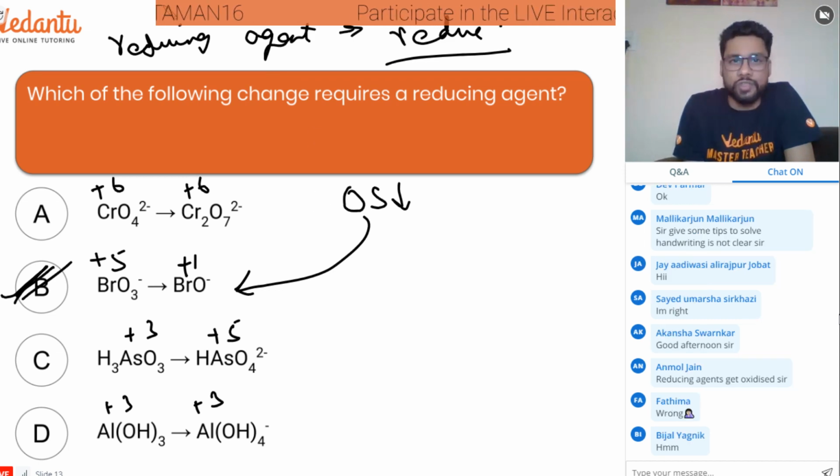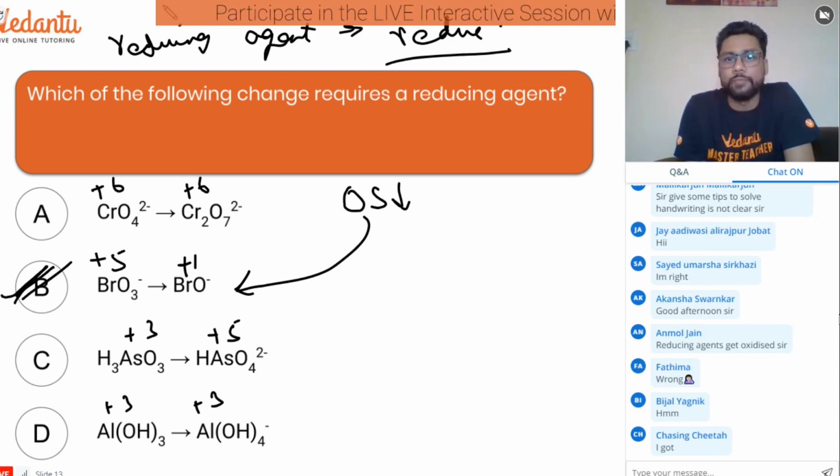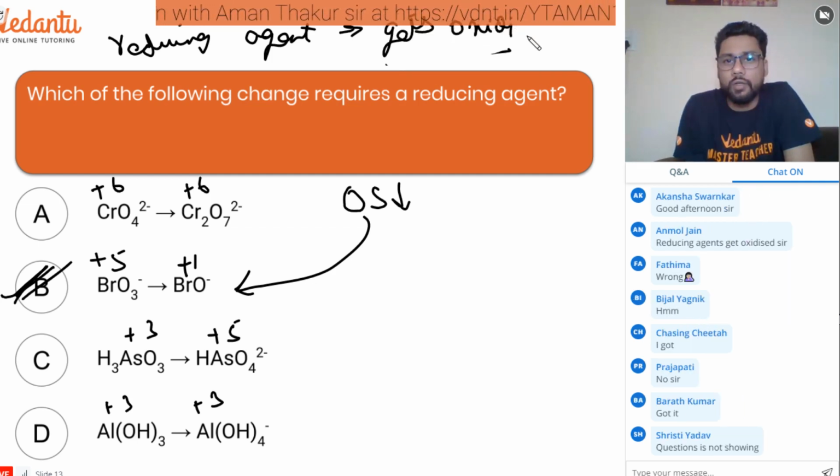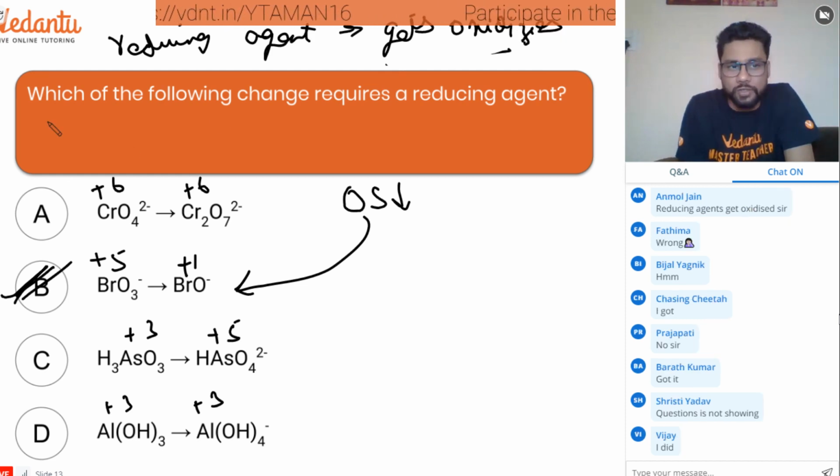Oxidizing agent gets reduced and does oxidation. Reducing agent gets oxidized, and that is why it reduces others.